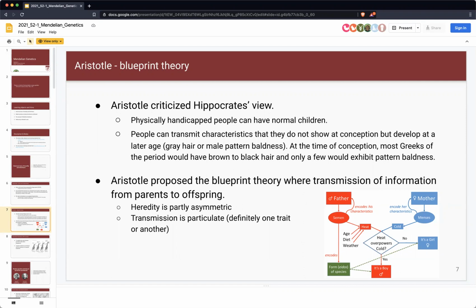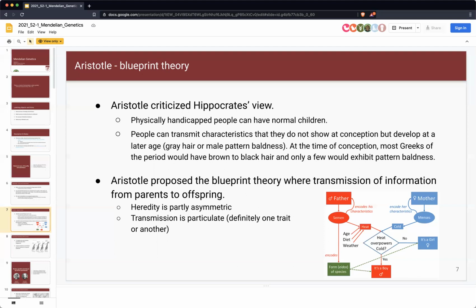So what Aristotle proposed at the time was that the characteristics, or the traits as we call them now, are constructed by a map, right? So we call it the blueprint theory. The transmission of inheritance patterns comes from parents to offspring, but the information follows an asymmetric model. So the mother transmits some parts and the father transmits the other parts. And this transmission happens discretely in different traits, right?